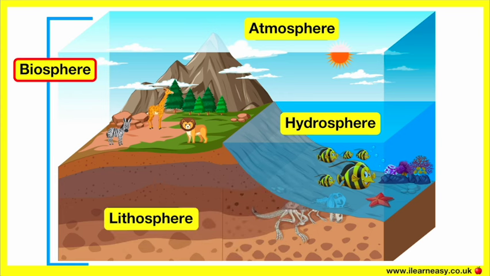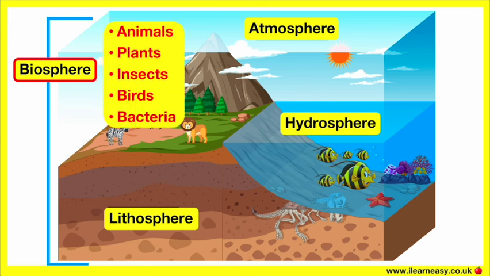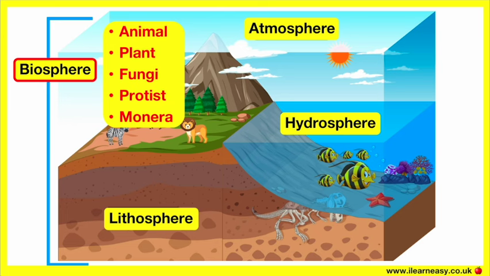Biosphere. The biosphere is the sphere of Earth which includes all organic living life. This includes living things on the Earth's surface, in the atmosphere, and underground. Examples of living things include animals, plants, insects, birds, bacteria, etc. This life found on Earth is then divided into a series of classifications, including kingdoms, phylum, classes, orders, families, genus, and species. There are five different kingdoms. These are animal, plant, fungi, protist, and monera.